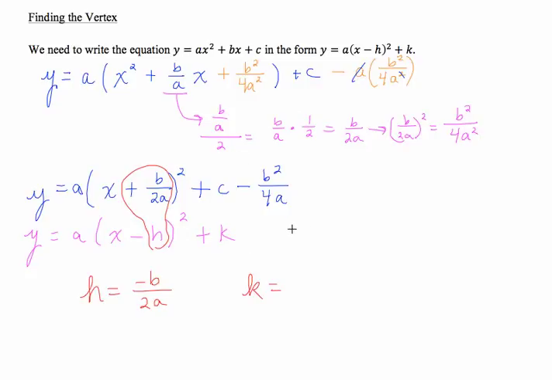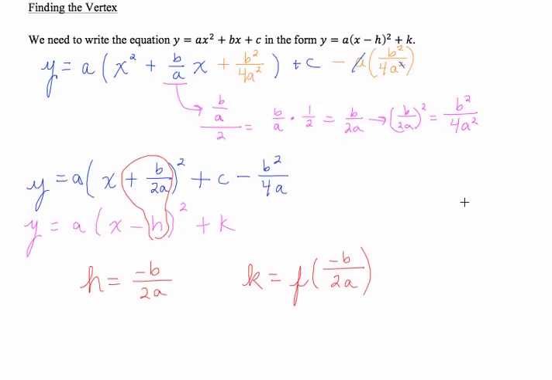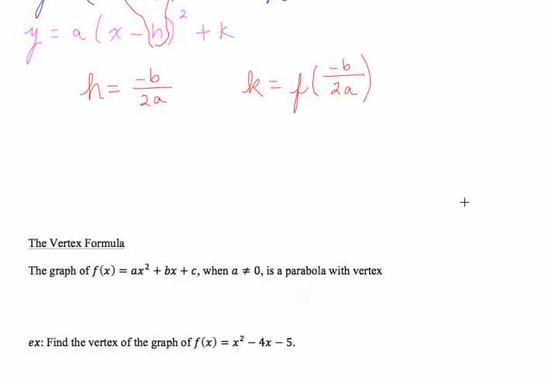Now normally no one really memorizes this formula for k. Instead they just say, well, to get the y value of the vertex, why don't you just plug in the x value of the vertex into the original function. So k is usually just defined as f of negative b over 2a. Okay, so there's your shortcut formula for finding the vertex.